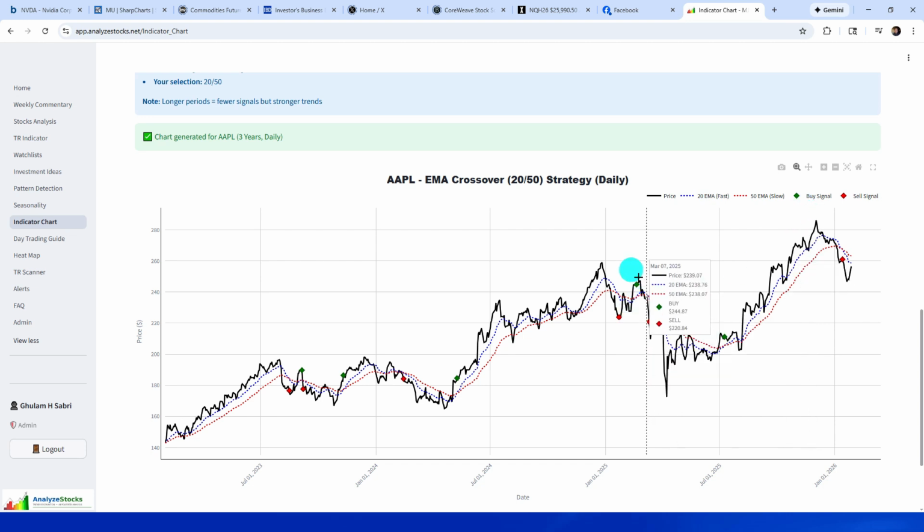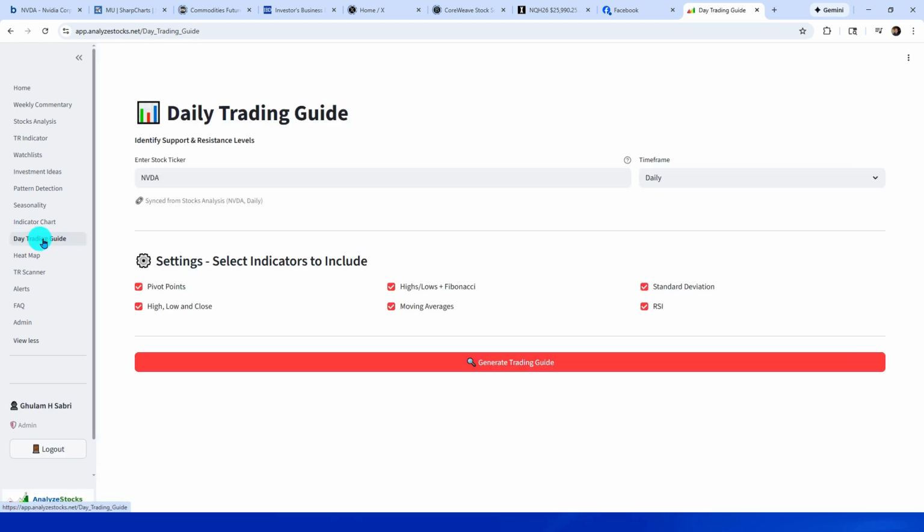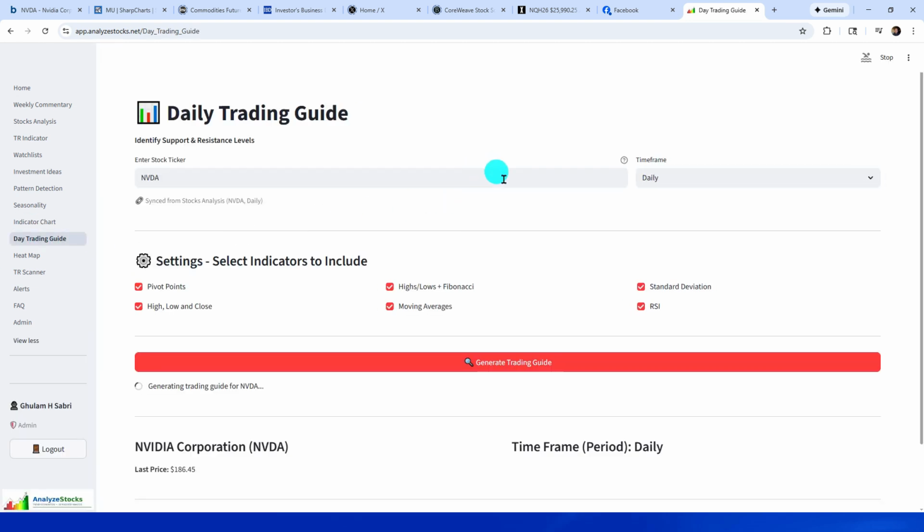And if you, for example, have gone long here and you encounter this point, then it's time to close that position because the stock is likely to trade lower or struggle before going back and giving you another buy signal here. We also have a daily trading guide.